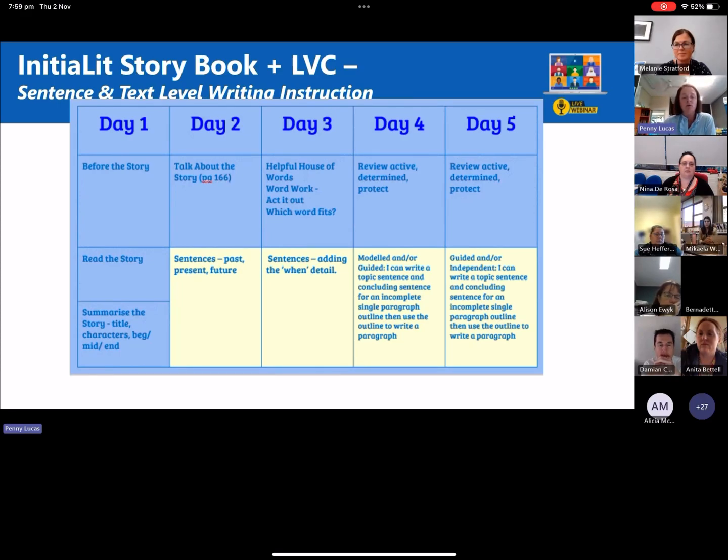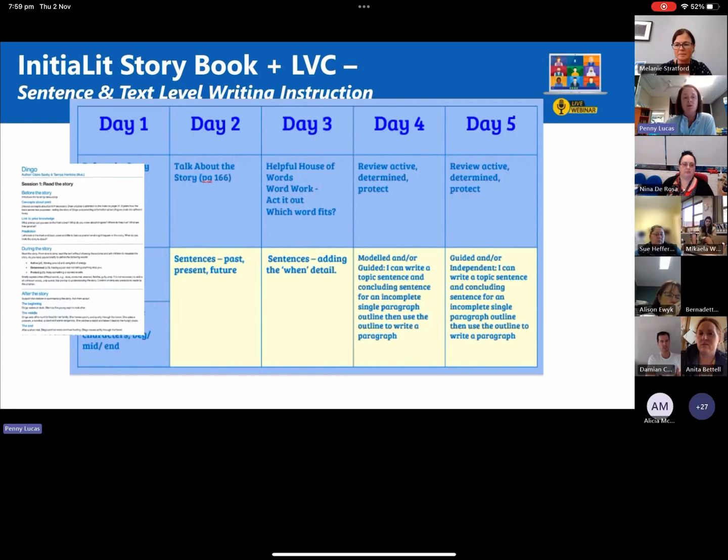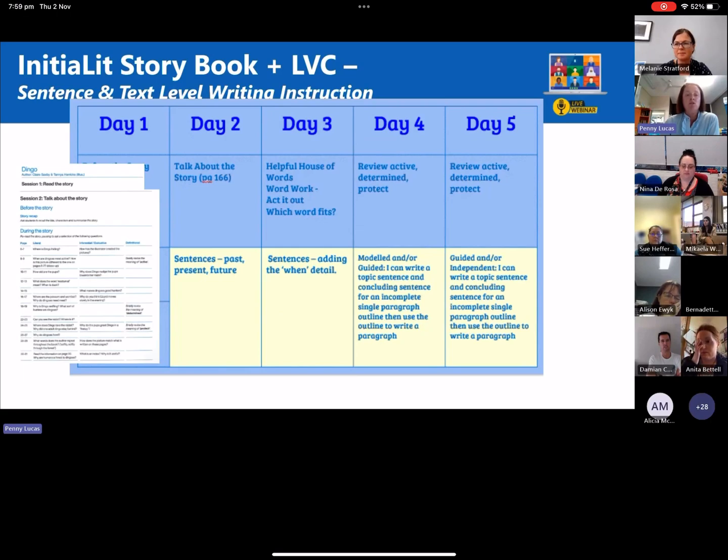So this is sort of a basic structure of what my English block always looks like. On day 1, I'm really covering the comprehension part of the low variance curriculum. So I'm doing the before the story, the during the story, and the after the story. And then the Dingo book requires a summary of the characters in the beginning, in the middle, and the end. So that's covering my reading of the story and part of my comprehension, concepts of print, those sorts of things.